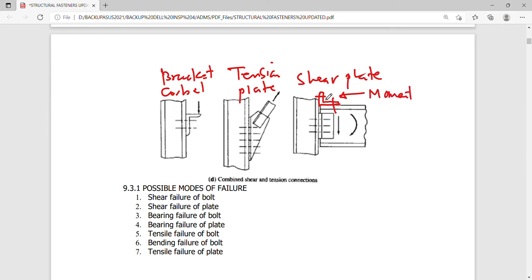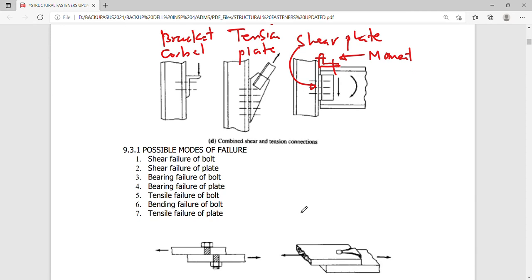The shear plates are more familiar on the web, while the moment plates are more familiar on the flange of a beam column connection. So this is a bracket column connection. This is a tension member column connection, and this is a moment frame connection.